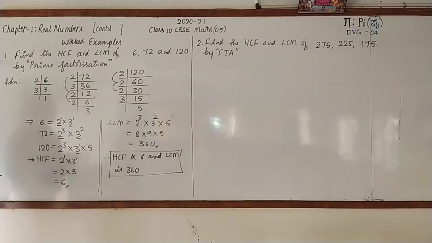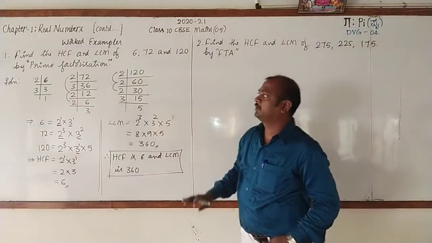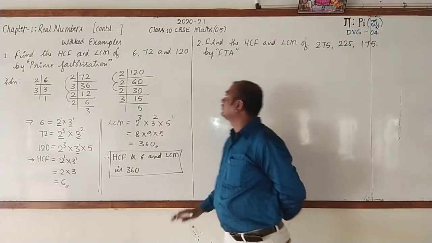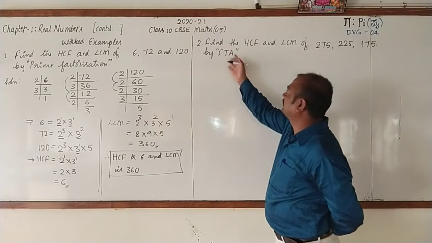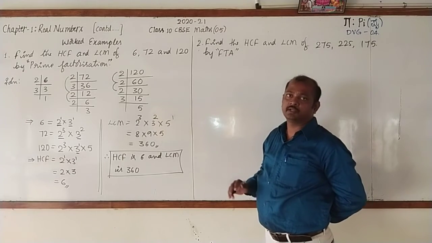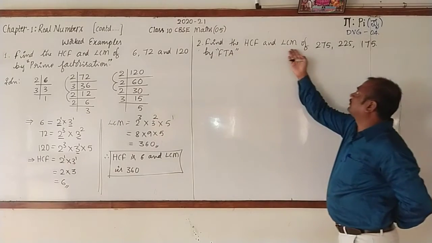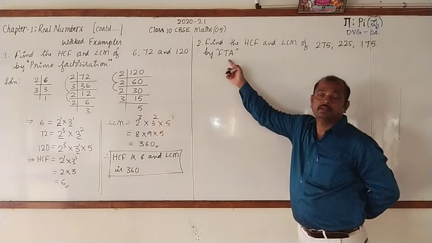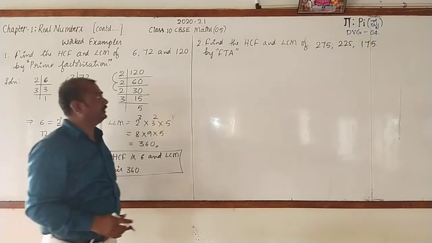This is the method of finding the HCF and LCM of given three numbers by prime factorization. Prime factorization is nothing but the fundamental theorem of arithmetic. The question can be asked in this way also: find the HCF of these numbers by FTA. In the same method, let us go for finding them.